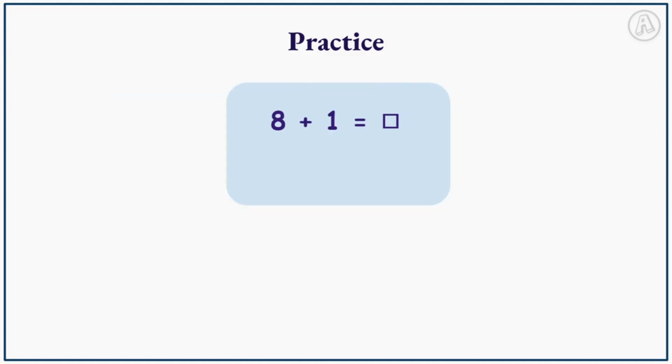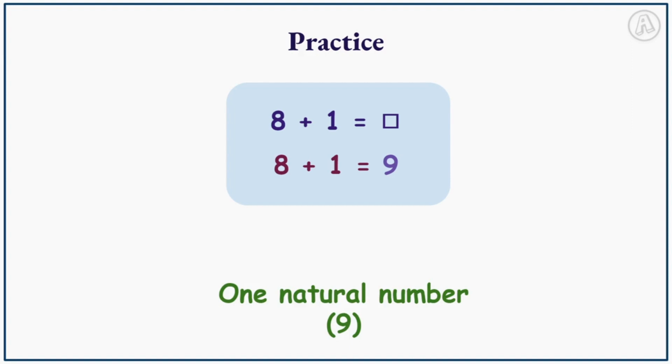Now let's look at the last example. Will this equation be true for all natural numbers, no natural numbers, or only one natural number? We can start by replacing the placeholder with any natural number. In this case, I will use 9. So 8 plus 1 equals 9. This means that this equation will only be true for one natural number, which is 9.